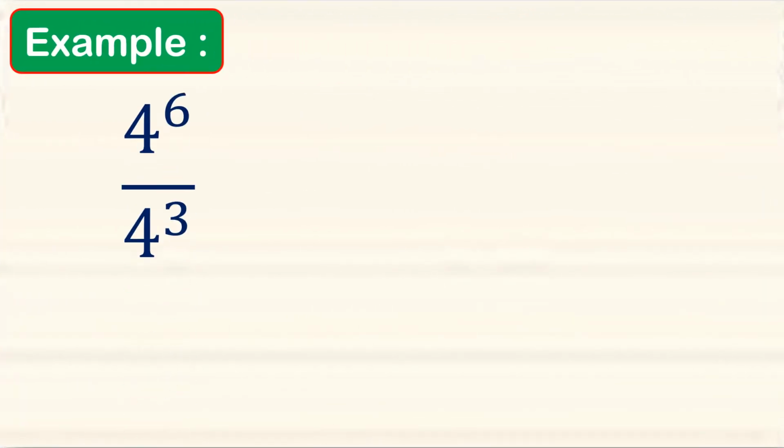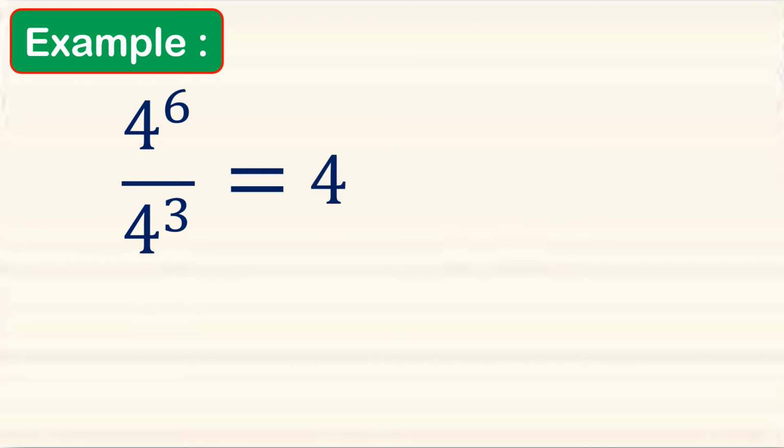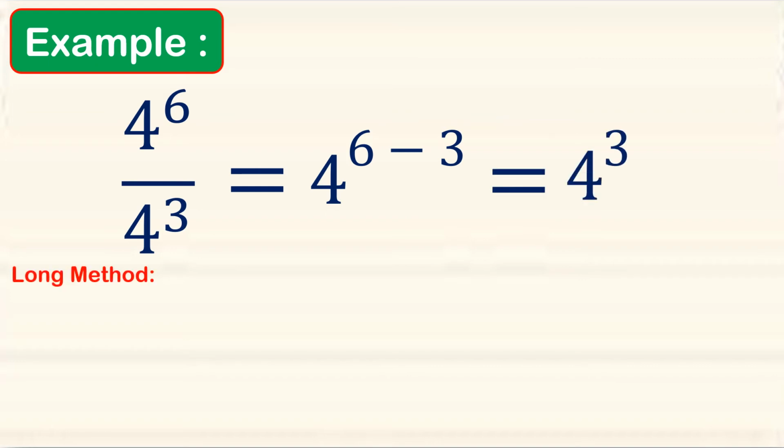Example for this one, 4 to the 6 divided by 4 to the 3rd. In here, we are going to copy the base, then we are going to subtract the exponents. So 6 minus 3, and 6 minus 3 is 3, so we have 4 to the 3rd.